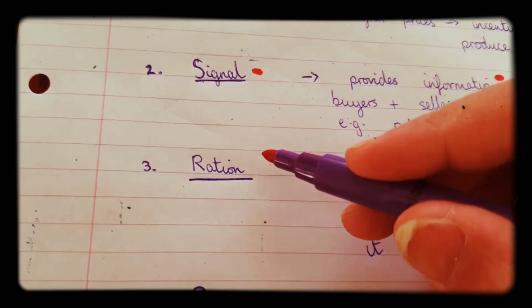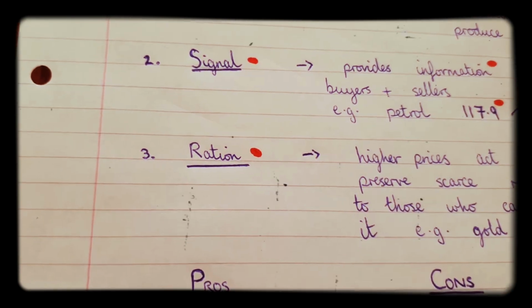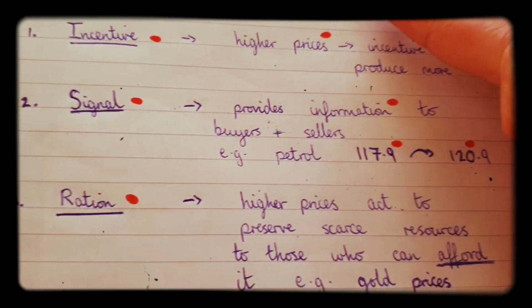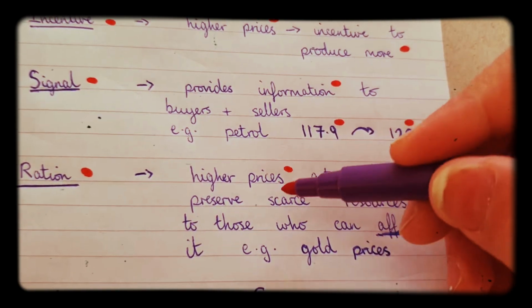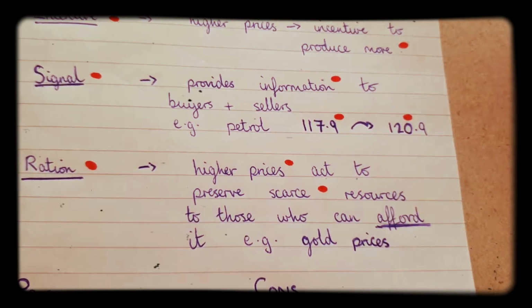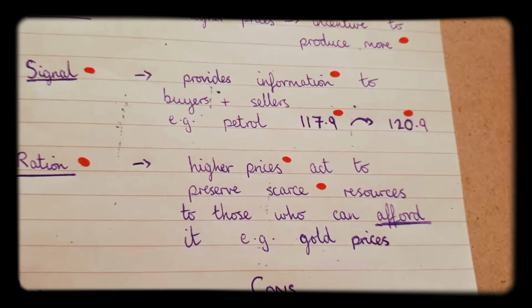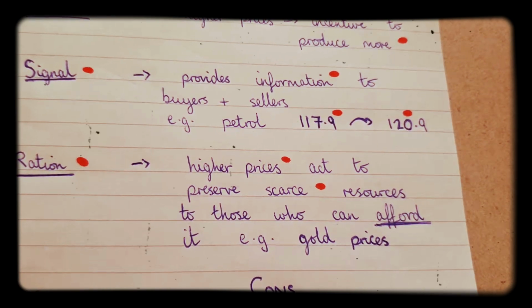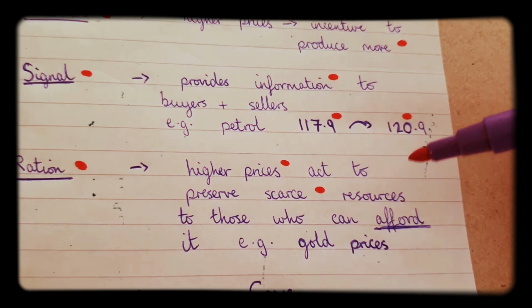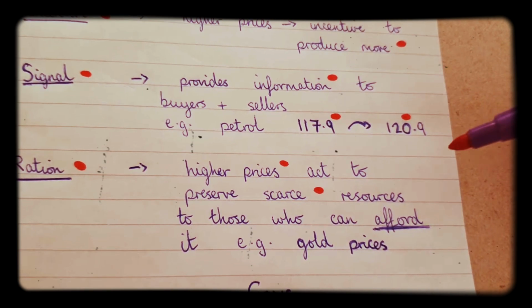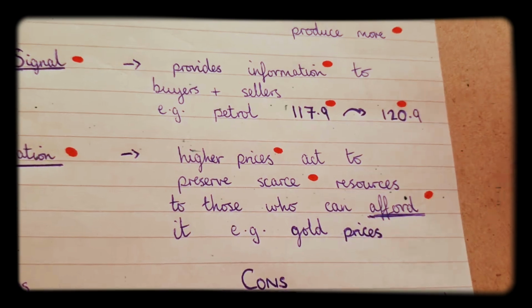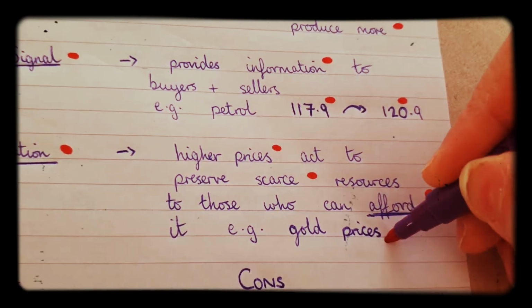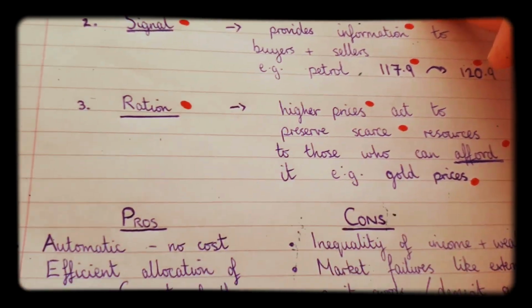The next function of the price mechanism is the rationing function. This is where higher prices act to preserve scarce resources. If we have a resource that's running out, or we have a very limited amount of it, the price mechanism acts to increase prices and ration those resources to those people who can actually afford to pay those prices. So for example, gold.